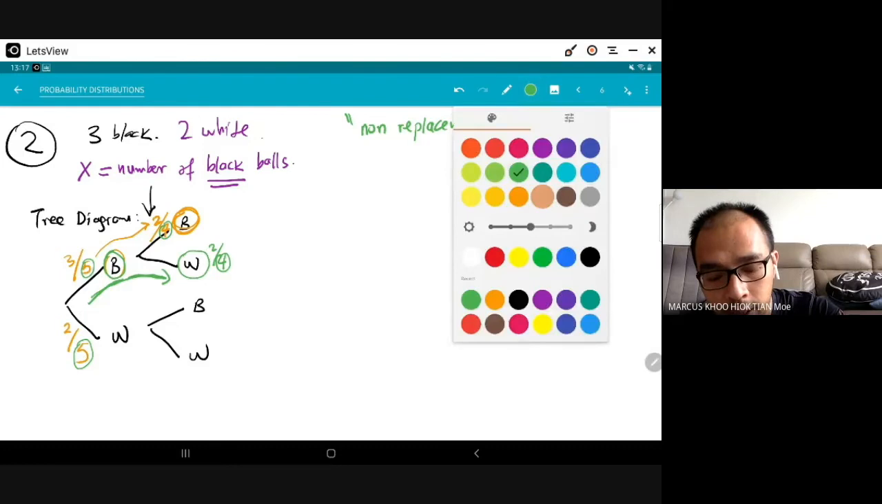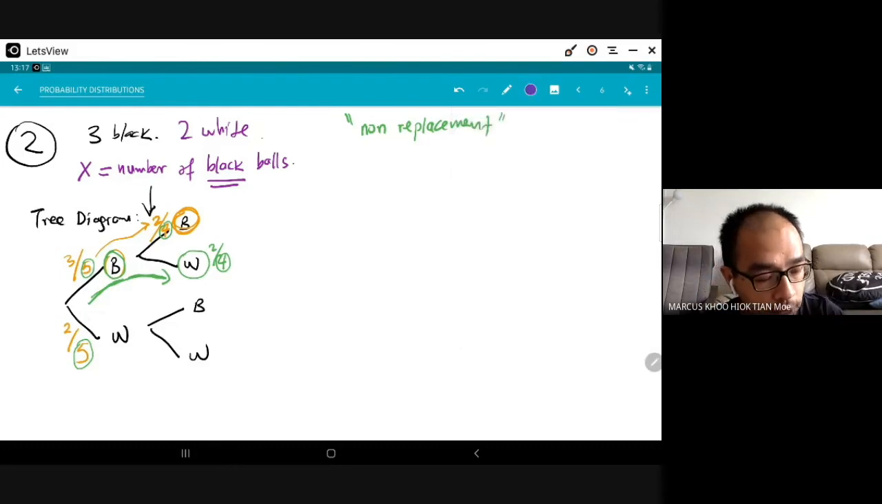Okay, let's do another path. First, we are taking the white ball and then we are taking the black ball. So Garrett has just now said that the white ball is 2 over 5. So the first time I take a white ball, the probability is 2 over 5. What is the probability of getting a black ball the second time? Celeste? Two over 4.